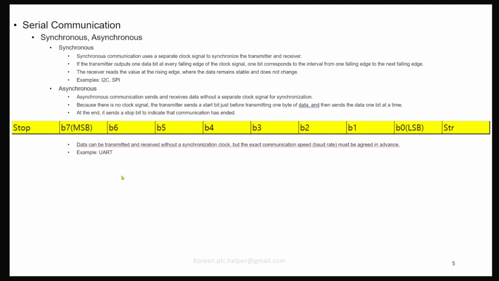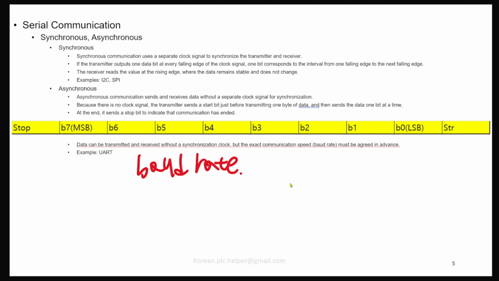Asynchronous communication can transmit and receive data without a separate synchronization clock. However, the transmitter and receiver must be configured to use the same communication speed. This communication speed setting is called the baud rate. If the transmitter and receiver use different baud rates, normal communication is not possible. Therefore, the same baud rate must be configured on both the transmitter and the receiver.